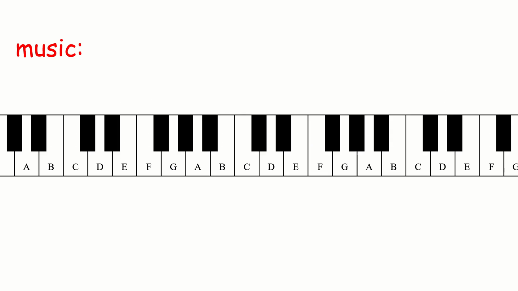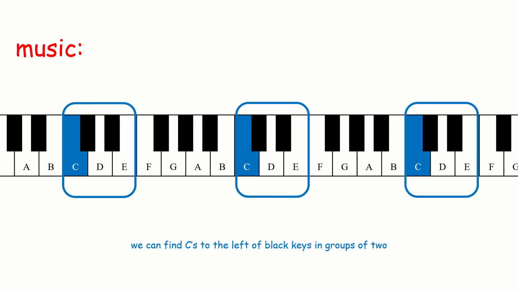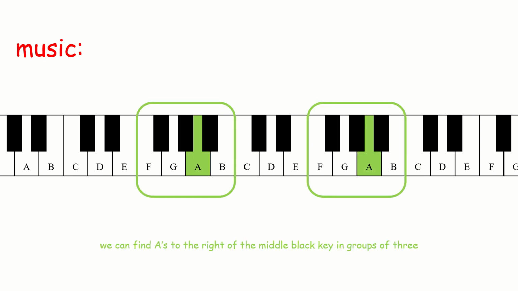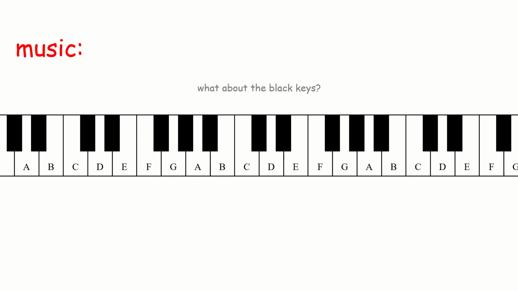These letter notes can be played using the white keys of the piano keyboard, with the C notes located to the left of the black keys that come in groups of 2. The A notes, meanwhile, are found to the right of the middle of the set of black keys that come in groups of 3. Now, what about these black keys?